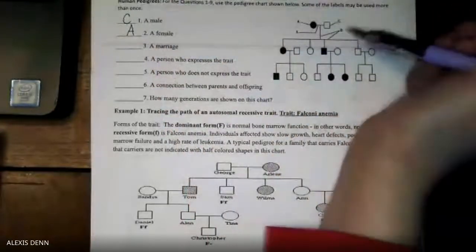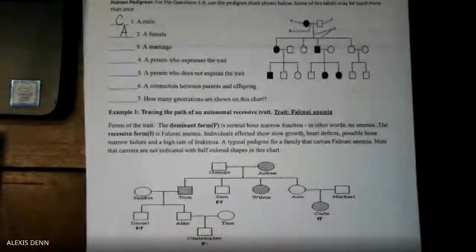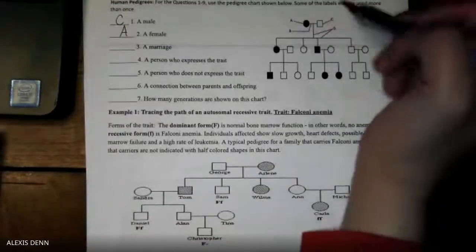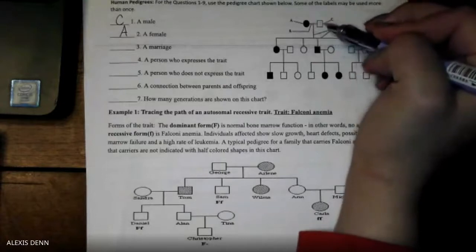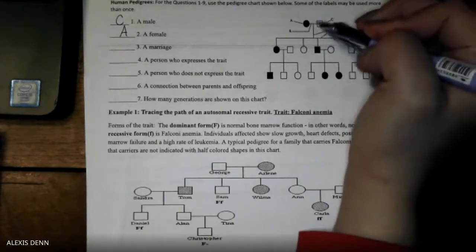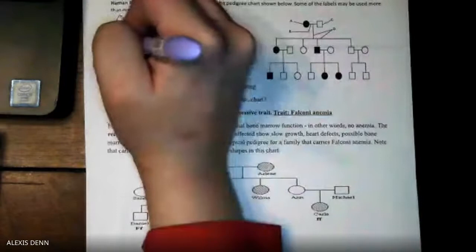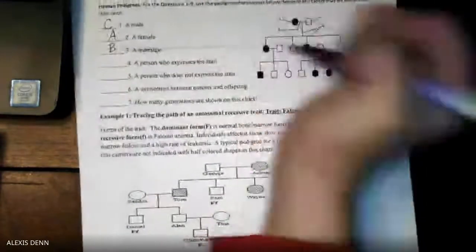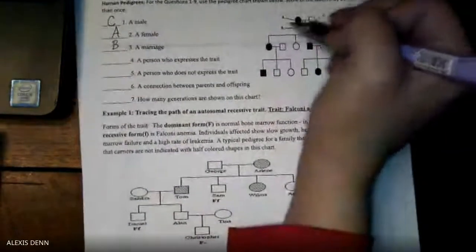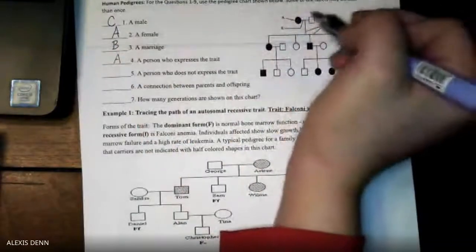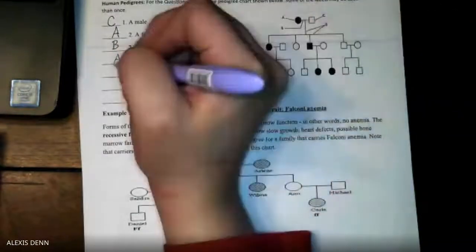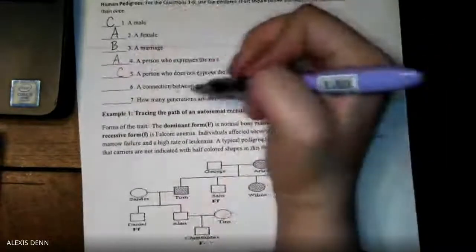A marriage. As we look back at the rules that they gave us, they said that a marriage is a horizontal line between a male and a female. That's B. A person who expresses the trait, that's someone who's shaded in. Here it's person A. A person who does not express the trait is not filled in. That's person C.